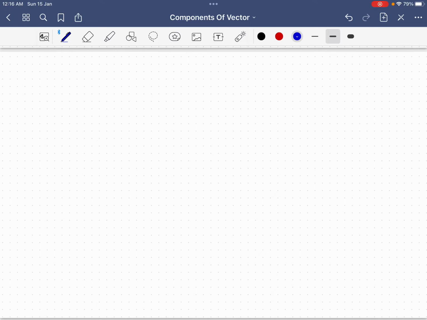Hey folks, let's talk about vector components. Let's see what are vector components, okay? Then we will talk about why are they important and their applications and everything.